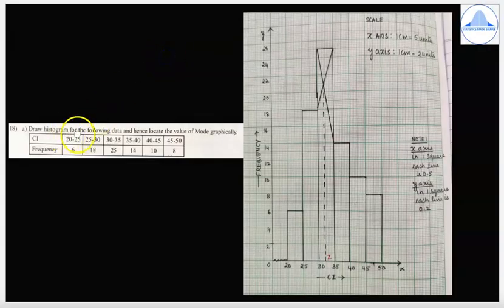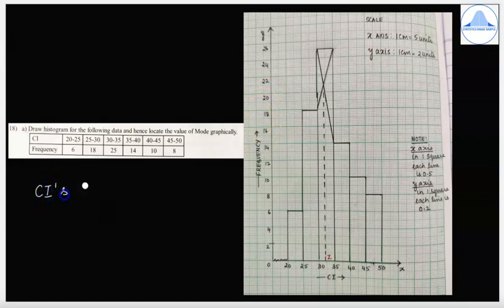The 18th question: draw a histogram for the following data and hence locate the value of the mode graphically. So they have given us the class intervals 20 to 25, 25 to 30, up to 45 to 50. Observe that the class intervals are of equal width and the corresponding frequencies are 6, 18, 25, 14, 10 and 8. So if the class intervals are of equal width, then on the x-axis in the graph sheet, we have to take the class intervals and we have to take the frequencies on the y-axis.